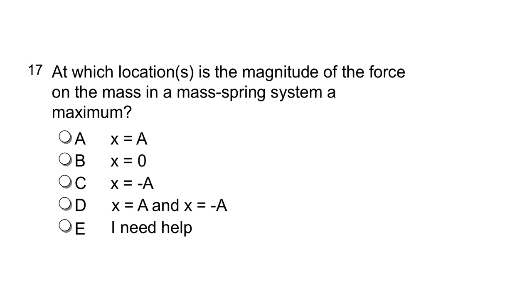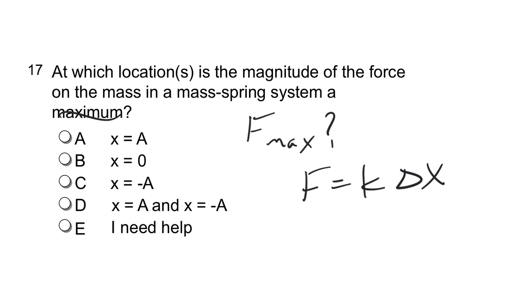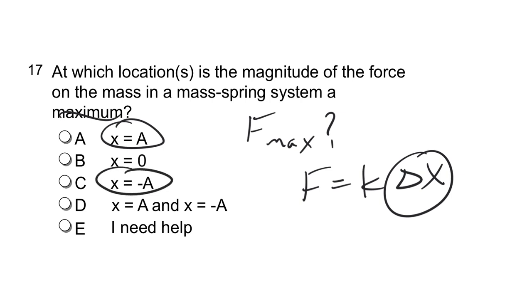Where is the force on the mass maximum? F max. Well, F equals k delta x. It's where the delta x is maximum. So that's either at positive A or negative A. So it's choice D.